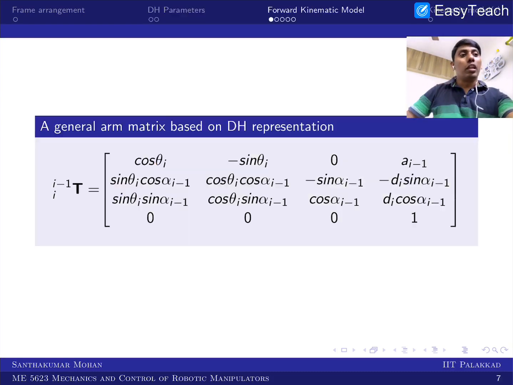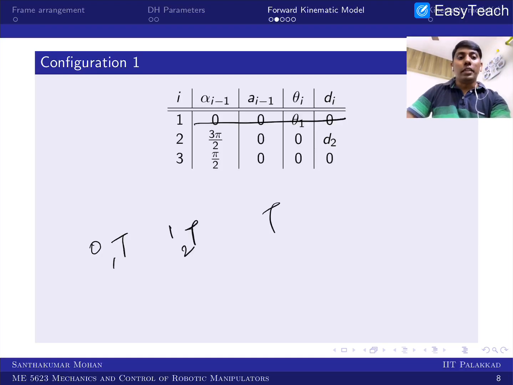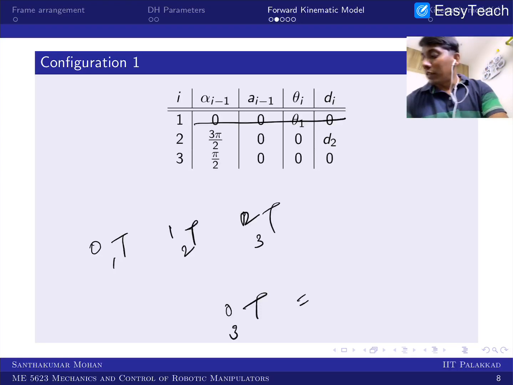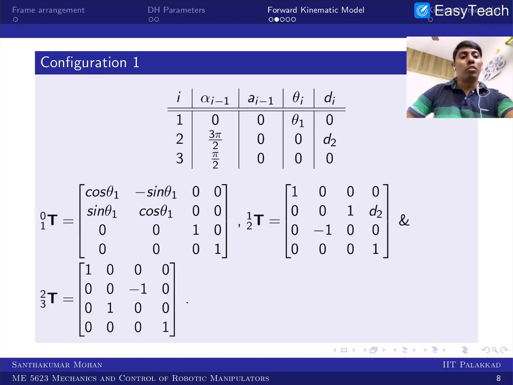So now you can move forward. This is the ARM matrix, and you substitute the individual variables into the ARM matrix, and you will get T1 to 0, T2 to 1 and T3 to 2, and finally you will get T3 with respect to 0. That you can get, and then you can move forward. These are the individual matrices, and you will get the final result.